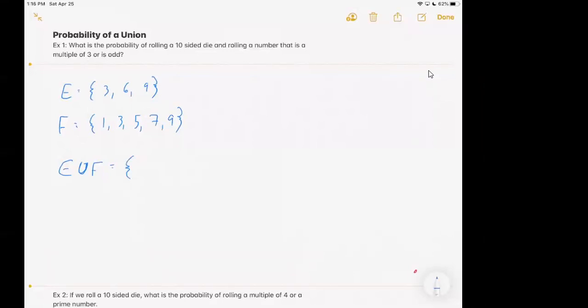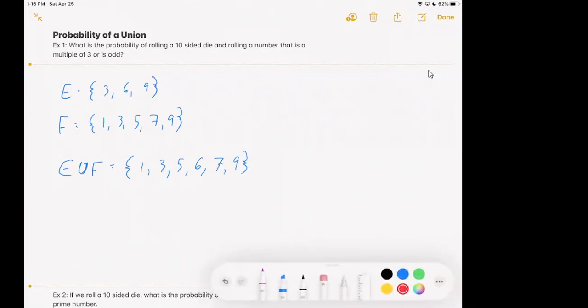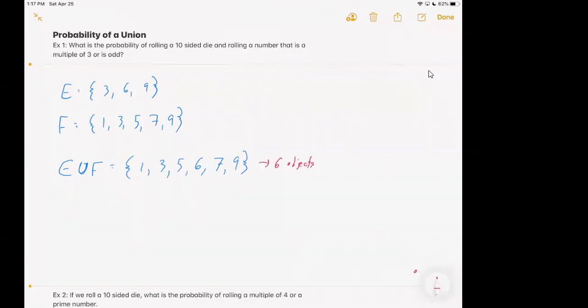So let's start at the small end. 1 is in F, 3 is in both, 5 is in F, 6 is in E, 7 is in F, and 9 is in both. So if we look at how many elements are in there, 1, 2, 3, 4, 5, 6, looks like there are 6 elements. Now we're looking at a 10-sided die, so this is out of 10.